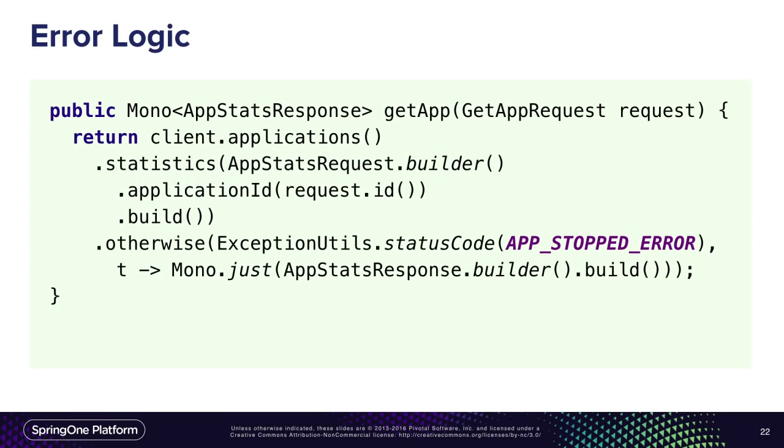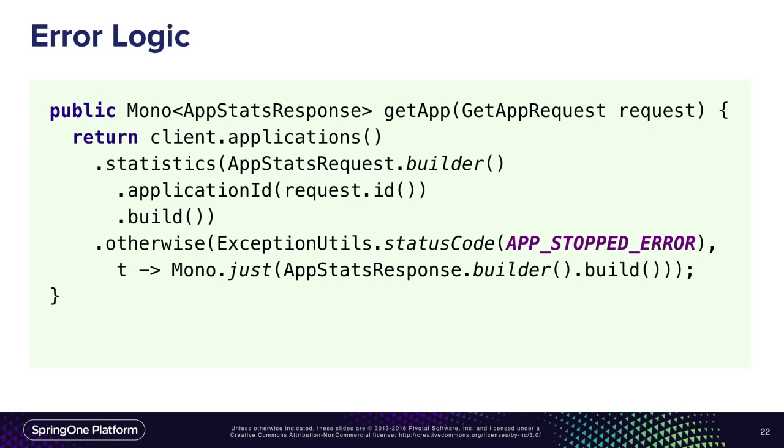So if we take a look at an example of that, what we have here is we're doing a get application request. So we start off at the top with a get app request. And it contains some information. And the thing that we're particularly interested in here is an application ID. We can use that to get some information about an application. Specifically, we're going to look at client application statistics. So this is going to tell us things like uptime and CPU usage, that kind of thing. And hopefully, the application will respond correctly.